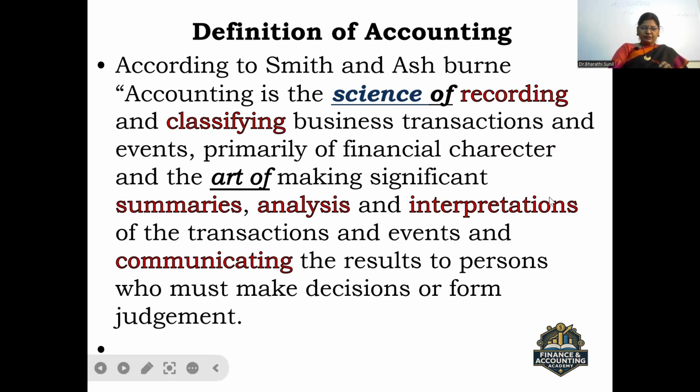Is it clear? So the interpretations of the transactions and events will be communicated. The results of the business will be communicated to persons who are involved with the business. They can be customers, suppliers, or bankers. They will take this information to make decisions, right? For example, the information is required by investors. Investors will decide whether they can continue their investments or withdraw them. In the same way, bankers, after seeing this analysis or interpretation, will decide whether they can lend to that company in future or not. In the same way, creditors will also decide whether they can sell to that company in future or not.